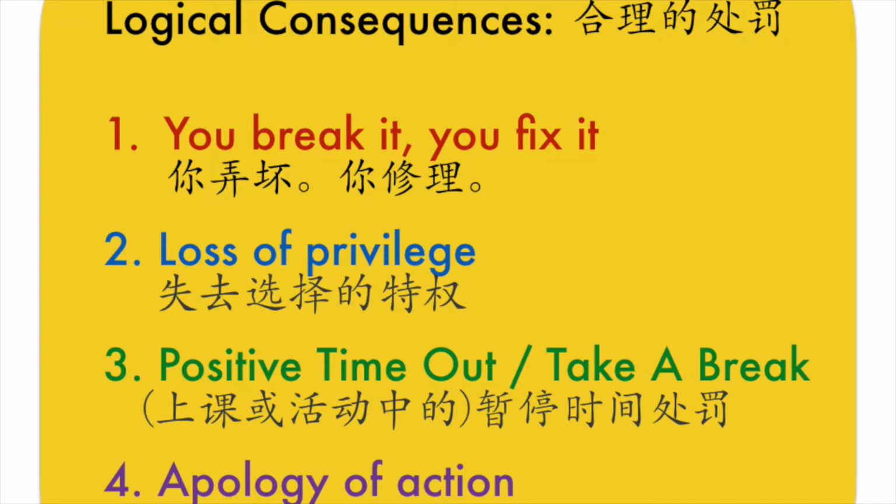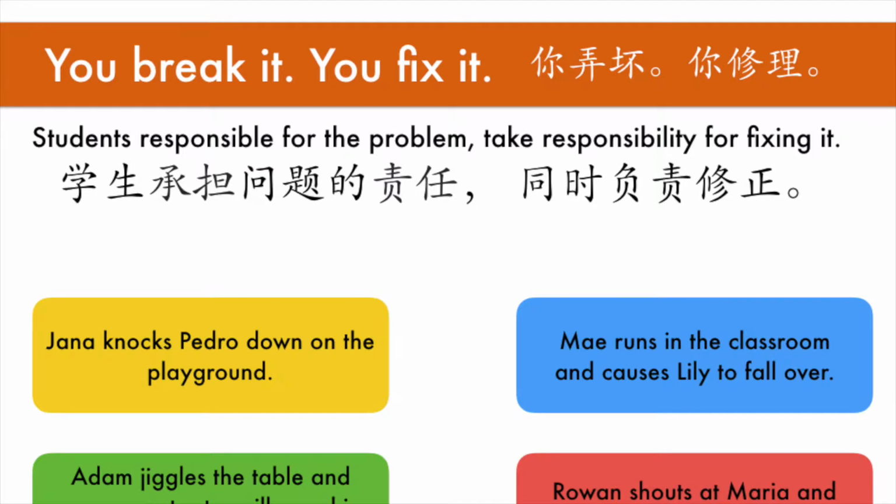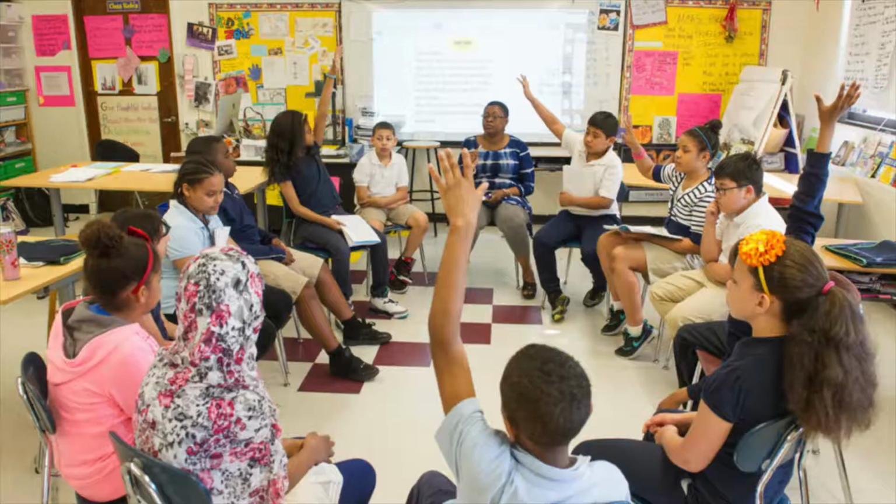Four types of logical consequences include you break it, you fix it, loss of privilege, take a break, and apology of action. So, what does you break it, you fix it mean? It simply means students take responsibility for fixing a problem. Students should be encouraged to brainstorm ways they can fix it themselves.